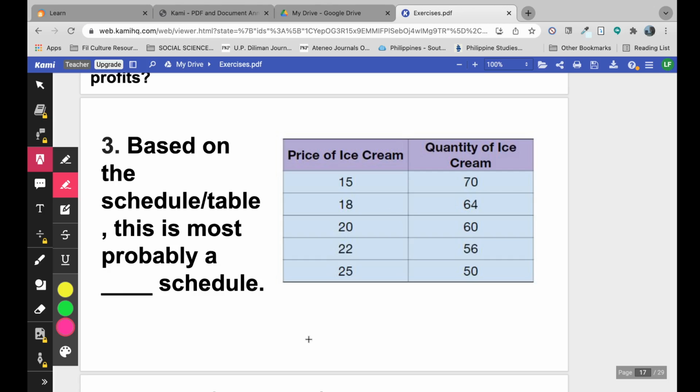Okay, so again, to answer this question, we just need to remember the law of demand and then the law of supply. If we're looking at the law of demand, or if this illustrates demand, there should be an inverse relationship, which means that if price increases, quantity demanded should decrease. So let's look at the example here.